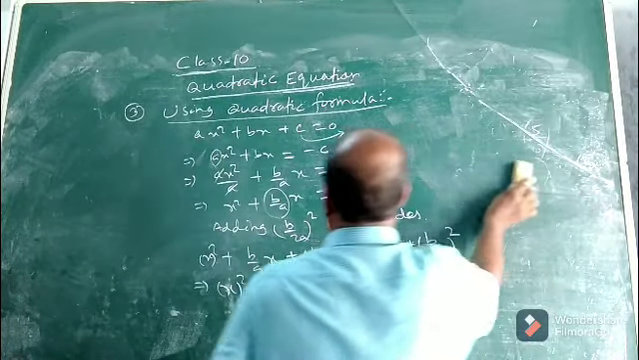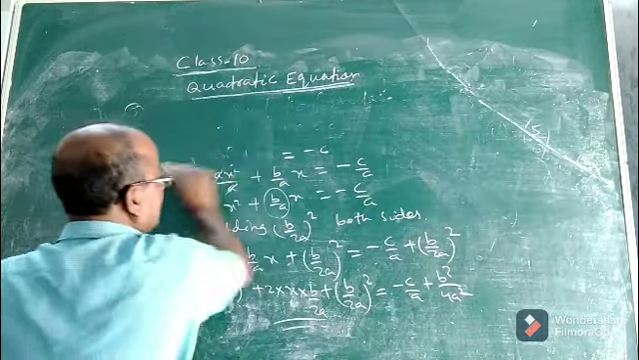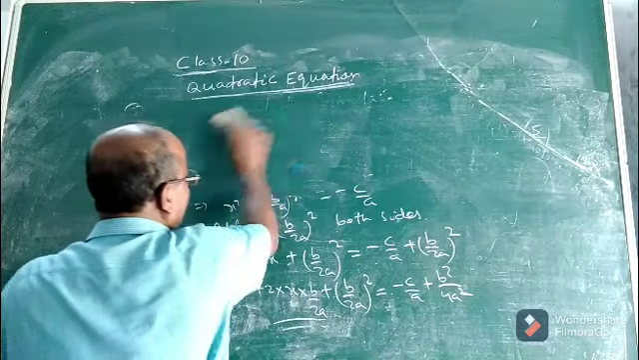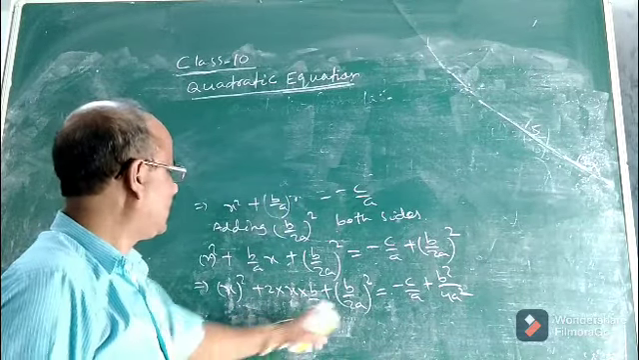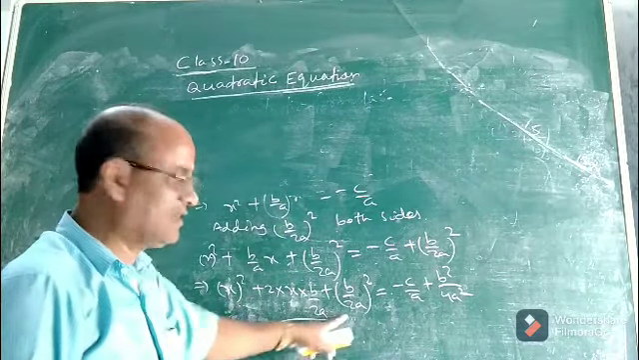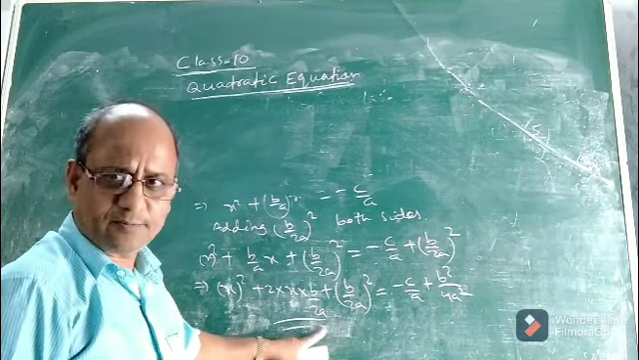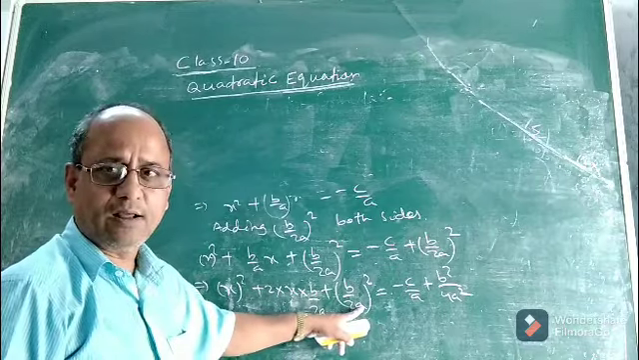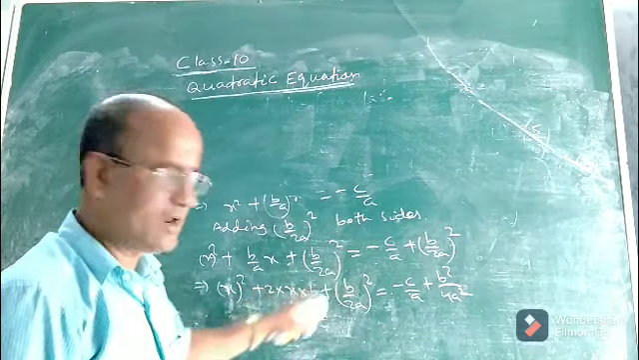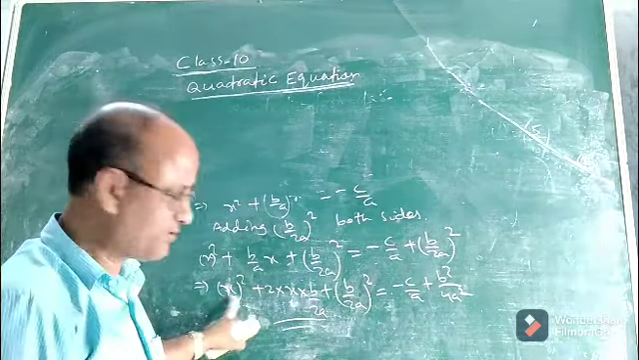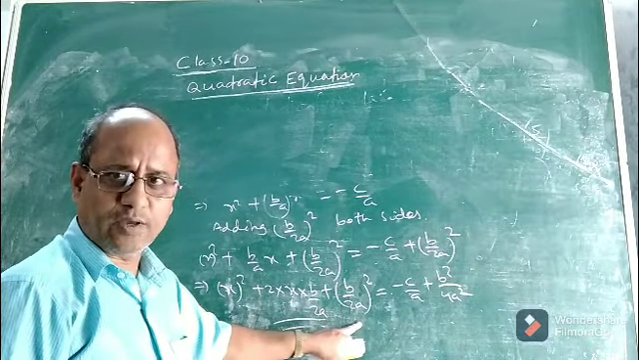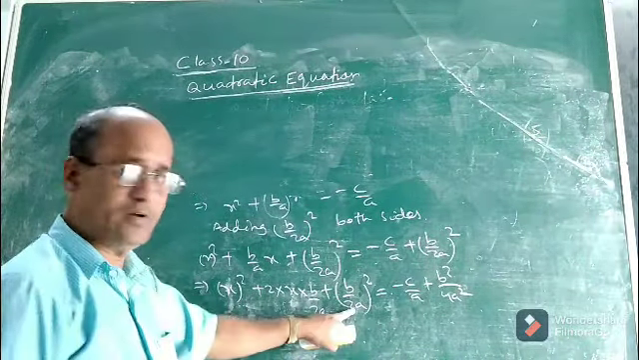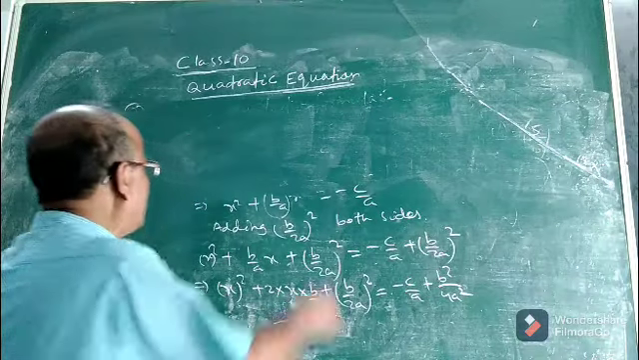Now what will be our next step? Now look at the left hand side. Clearly the left hand side is expressed as a perfect square. It is in the form of a square plus 2ab plus b square. And what is the formula? A plus b whole square. And what is the value of a? x. What is the value of b? b by 2a. So what will I write? A plus b whole square, that means x plus b by 2a whole square.